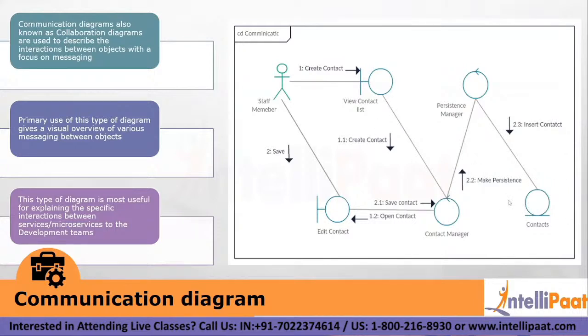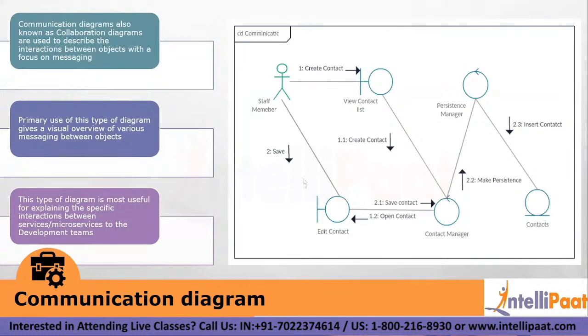So the user, if he or she wants to create a contact, the view contact list service, let's call it a service, it can be a mini microservice as well, or a component of the system which works on this, gets triggered. It shows the user the list of the contacts available. If the user wants to edit a contact, the edit contact option gets triggered, which allows the user to save the information that he or she has added.